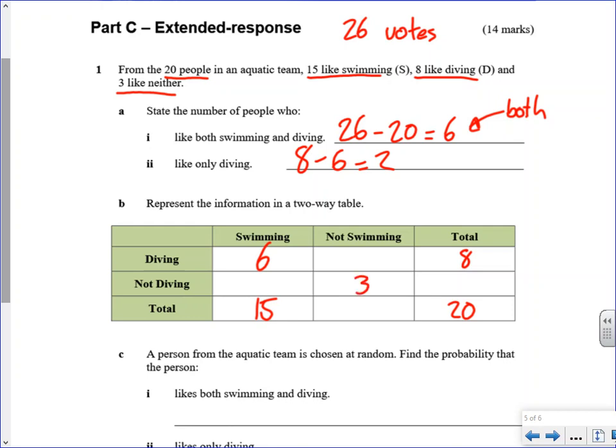And going from there, we can now fill in the blanks. Looking at that total column, we have 8 plus something equals 20, so that's got to be 12. 15 plus something equals 5. Just fill in the blanks. So 2 plus 3 equals 5, so we can put 2 there, and as we know, 6 plus 2 equals 8, and then this will be 9.